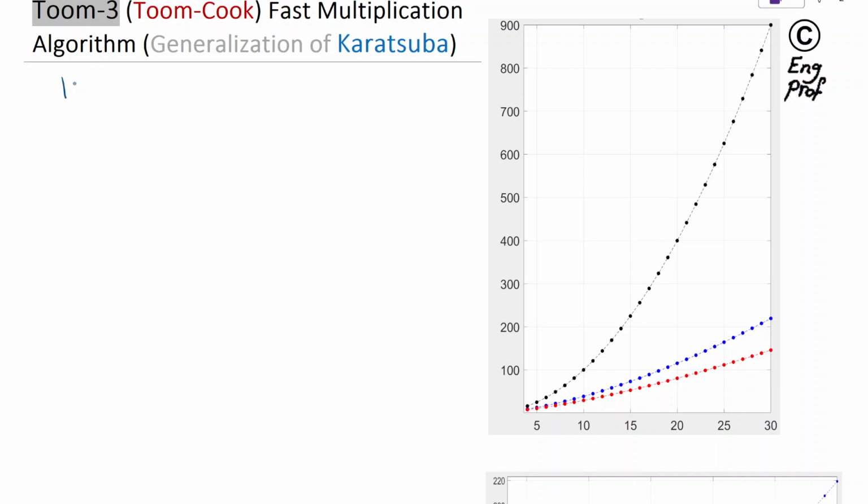So let's say you want to multiply 1, 2, 3, 4, 5, 6, 7, 8, 9. That's a 9-digit number by, say, another 9-digit number. Let's say 8, 7, 9, 6, 4, 5, 2, 1, 3.